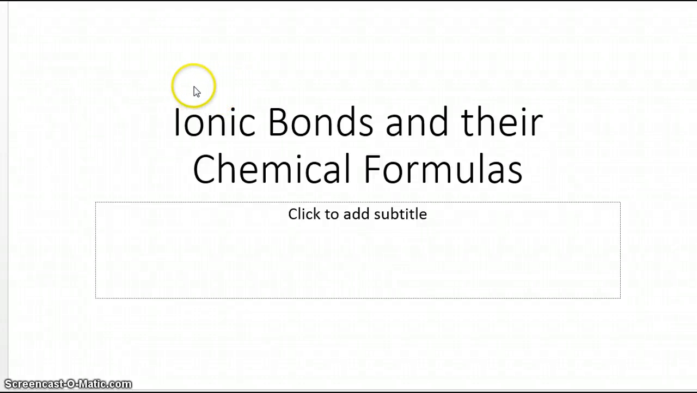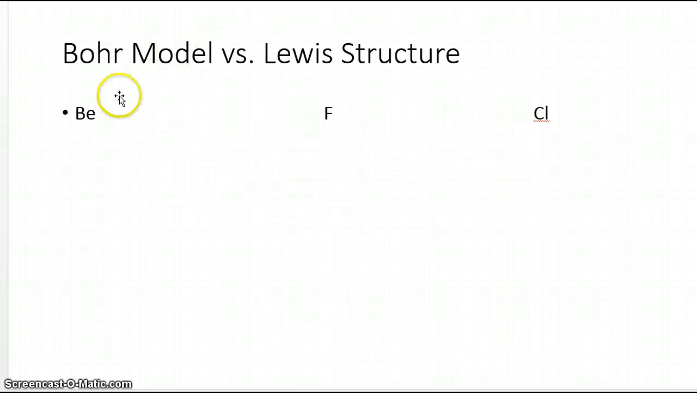All right, so this is going to be a lesson on ionic bonds and how to write their chemical formulas. So let's review just a few things we had covered in class regarding chemical elements. In class we've talked about the Bohr models, and I'm going to review the Bohr model with you for 3 elements: beryllium, fluorine, and chlorine. And then continue on by showing you a new method called the Lewis structure.